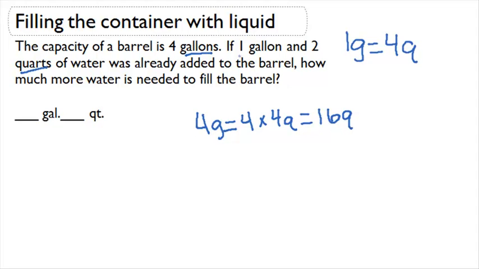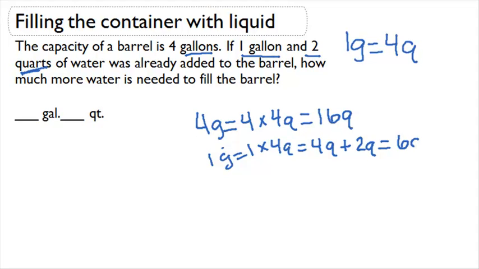Let's see how much I've already put in. I've already put in 1 gallon and 2 quarts. If I put in 1 gallon and 2 quarts, I'm going to have to find this all in quarts again so that I can relate it to my total capacity. Now 1 gallon is going to be equal to 1 times 4 quarts in that gallon, which is going to be equal to 4 quarts. So I have 1 gallon in my barrel, but I also have 2 quarts. So I'm going to add 2 quarts to this amount that I've already put in. 4 quarts plus 2 quarts is equal to 6 quarts.